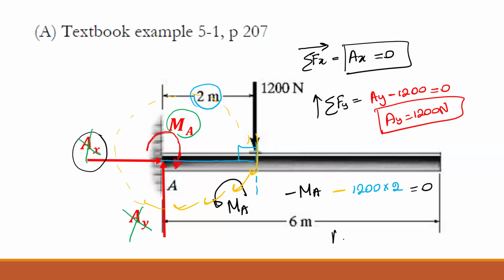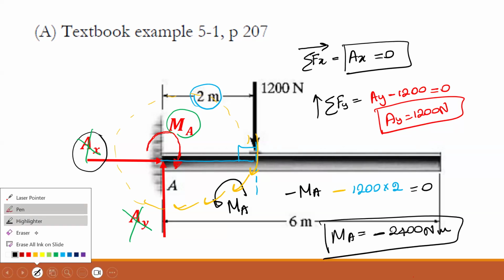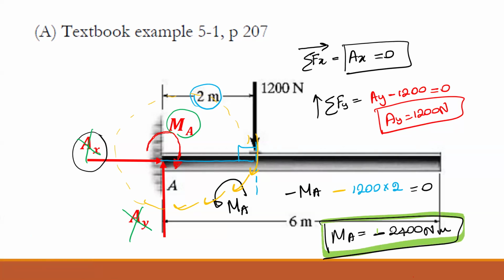So you can say MA is equal to negative 2400, isn't it? Newton meters. So these are the 3 unknowns. We found 3 unknowns, so it's okay to have the signs like this. Negative means we have put it in the clockwise direction, but that was our assumption. So these forces, we put the arrows as we want.